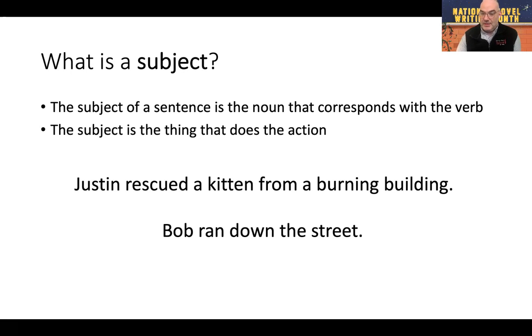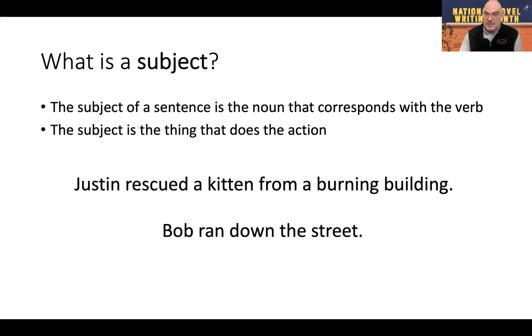We've got a couple of different nouns in this sentence. We've got Justin, we've got a kitten, and we have a building. So which one of those things is doing the rescuing? The answer to that, of course, is Justin. Justin is the one who is rescuing the kitten, right? So the subject of our sentence is Justin. And the verb, the predicate of our sentence is rescued.